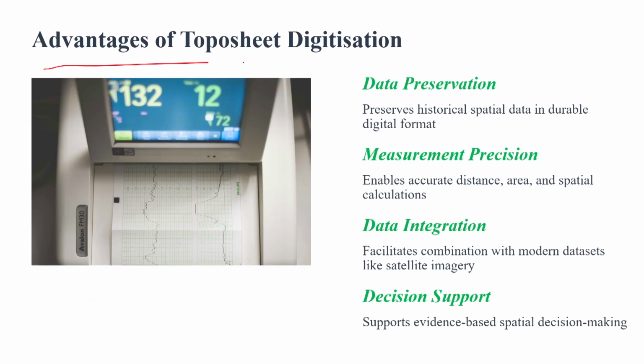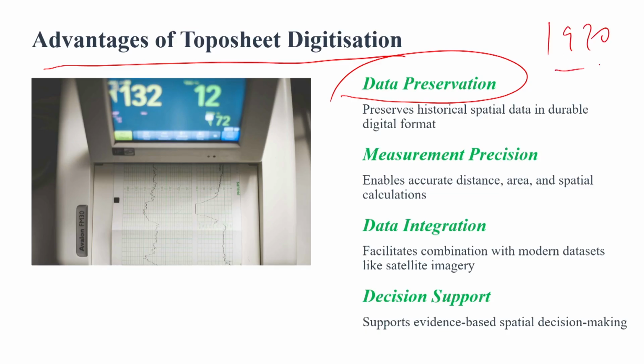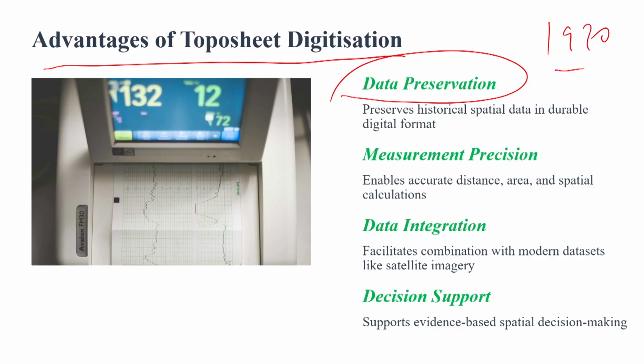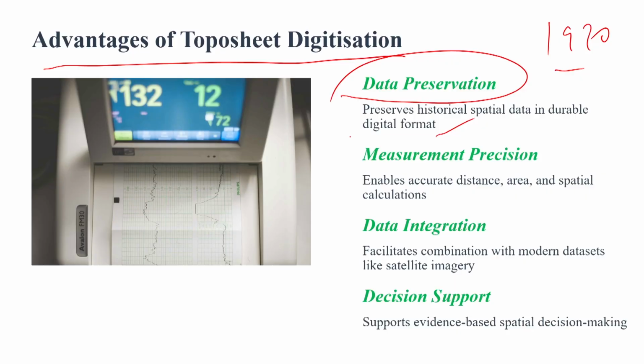So, what are the advantages of topo sheet digitization? First is data preservation. The topo sheets of 1970, 71, 72 are historical data. We can convert analog to digital and store it, so we preserve that historical data. As I already mentioned, we can see how the trend is going, what the land use changes are. This we can carry out from data preservation.